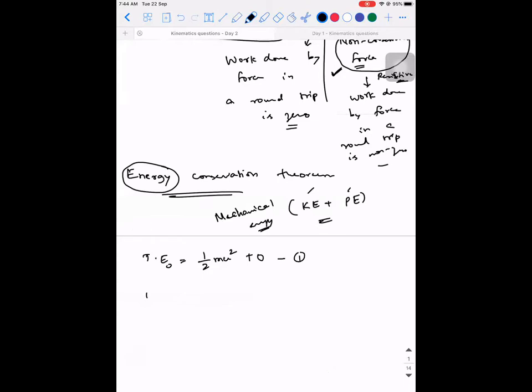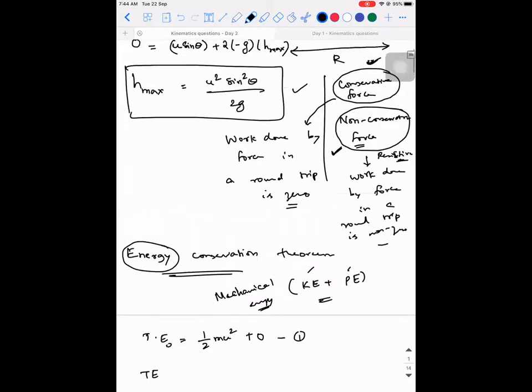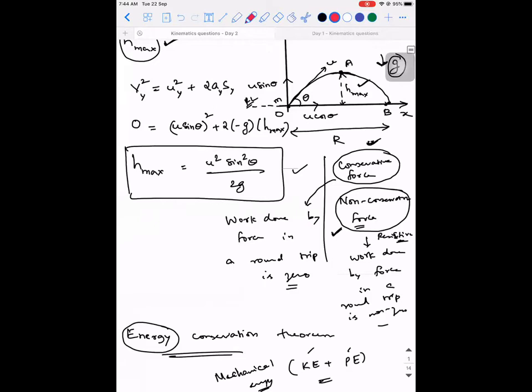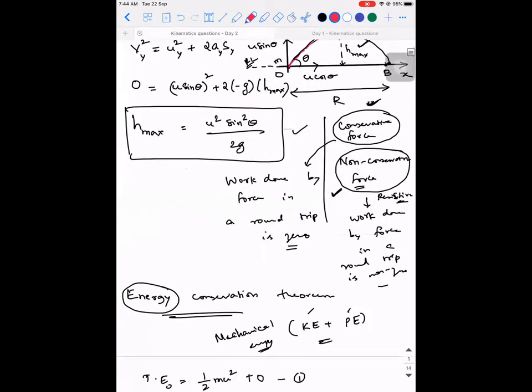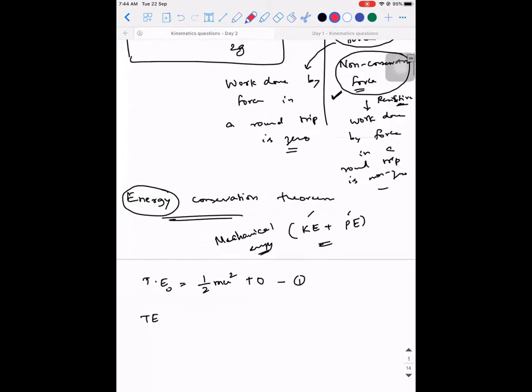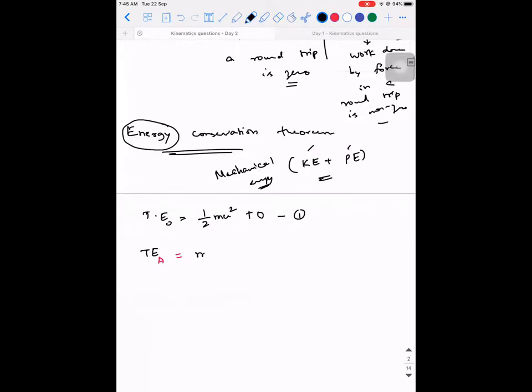Now tell me, the object is traveling in whatever path you call, the so-called parabolic path, that is able to reach this highest point. When it has reached the highest point, what are all the energies the object is possessing? So the total energy at point A is how much? It is mg into h max plus... This is the potential energy.